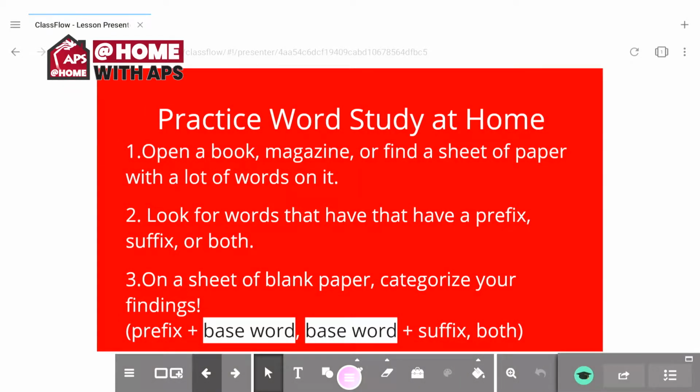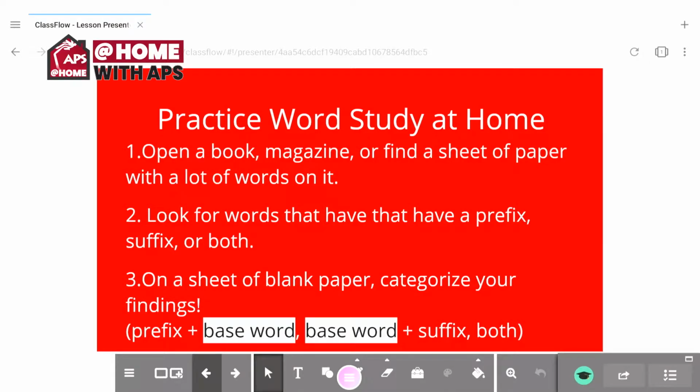So friends, to practice word study at home, open a book, a magazine, or find a sheet of paper with a lot of words on it. Look for words that have a prefix, suffix, or both. On a sheet of blank paper, categorize your findings. This is word study.